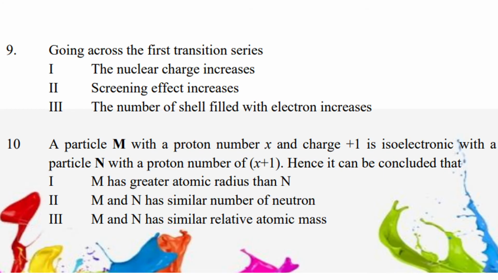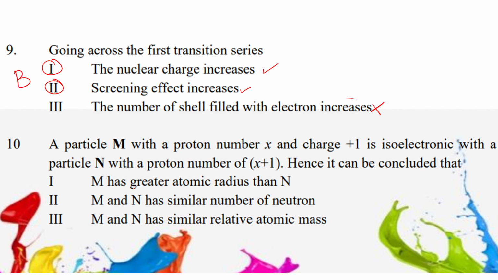So the next question number 9. Going across the first transition series. So this is a transition series, block D. The nuclear charge increases. Yes. The screening effect increases. Yes, because the size across a transition, only for transition. And then the number of shell filled with electron increases. This is wrong. The answer is 1 and 2, B.